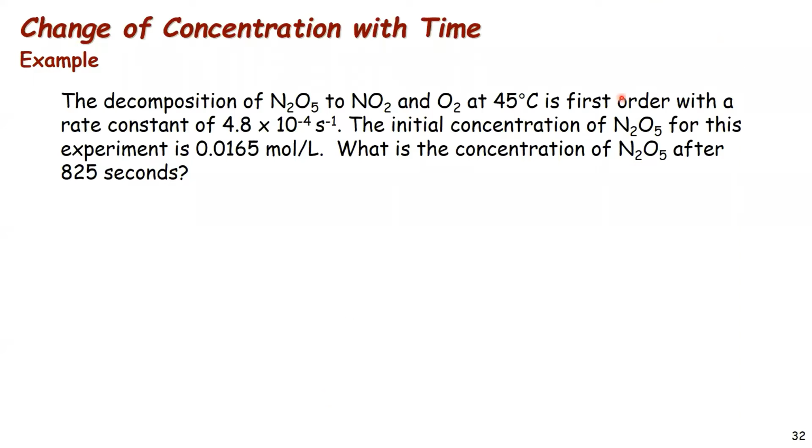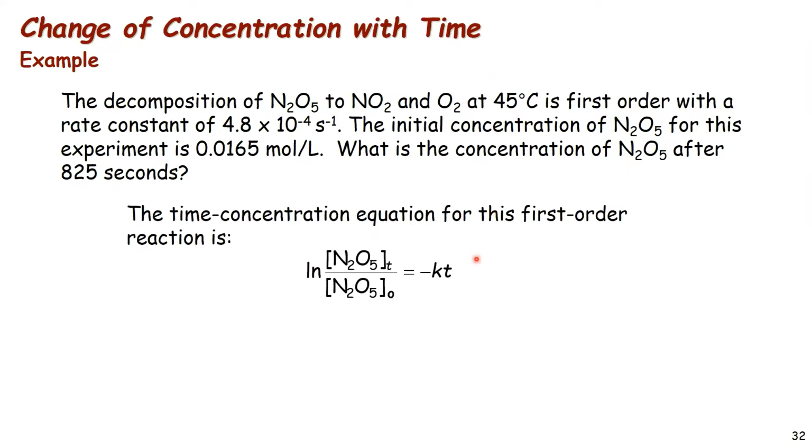So first off, it told us that it is a first order reaction. That is important. You need to know the overall order. I might tell you the individual orders, and then you'll have to determine what the overall order is. Okay? So I'm telling you it's first order. So that we're looking for a time, that means we're going to use the time concentration equation for a first order reaction. So that's going to be the concentration of the dinitrogen pentoxide at time 0. That's the initial concentration. And then we're looking for the concentration after the time is 825 seconds.